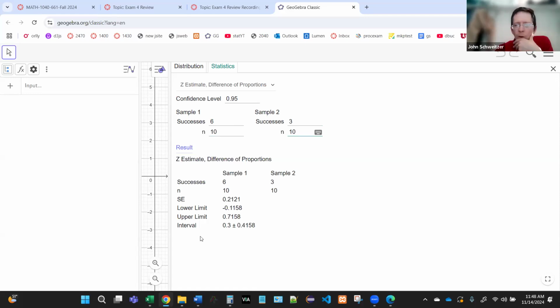Okay. So it calculates the z-score for that sample difference. And then it uses the z-score to get the margin of error. So we see a margin of error here of about 42%. That's a very wide margin of error. The point estimate is 0.3, so a 30% difference for the point estimate. And then we have a lower limit of negative 0.1158 and an upper limit of positive 0.7158. Please let me know if you have any questions about this.